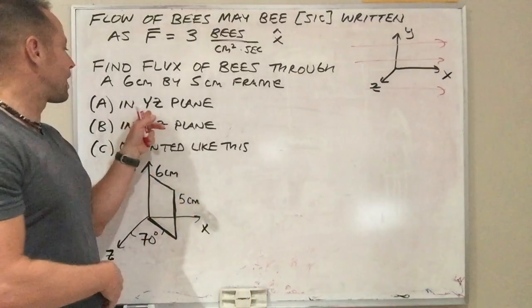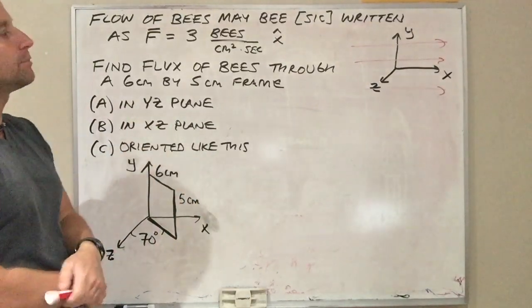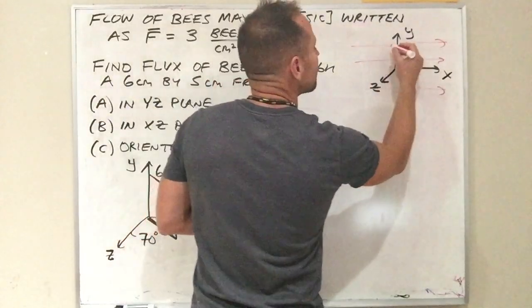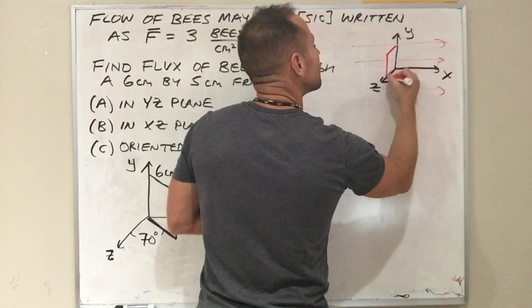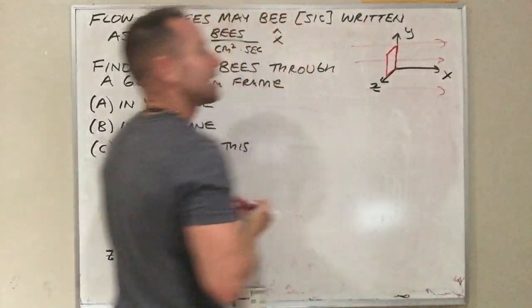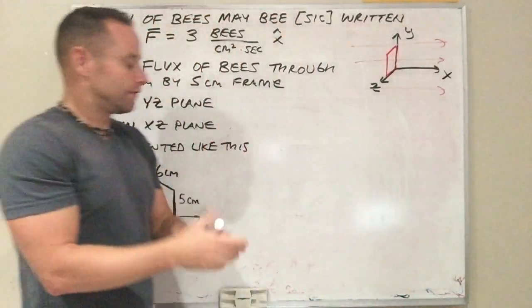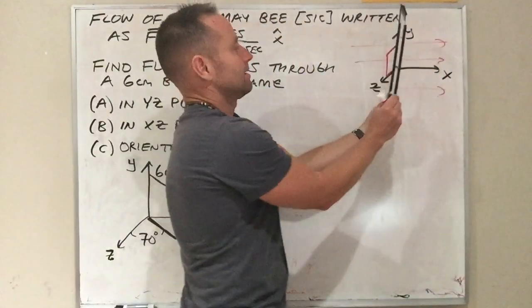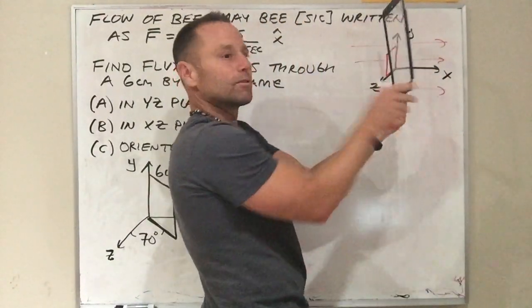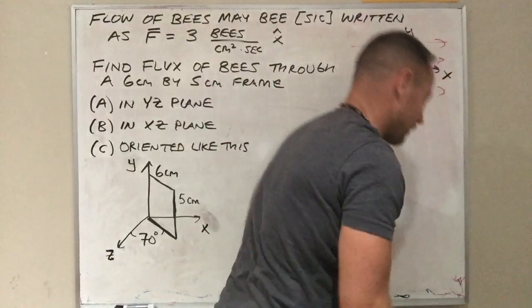And so the first way to orient it, it says in the YZ plane. And so then that would be holding the picture frame kind of like this, which is actually the best way to catch the bees, because you've got the bees all going in the X direction, you've got this frame, and so the best way to capture them is to just hold this thing perpendicular to the way that they're going.